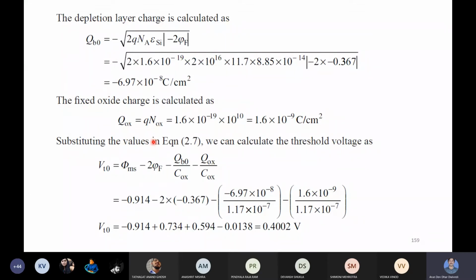Then substituting all these values in the equation, phi ms is basically the difference between the work function of the substrate and the gate. So phi ms is already calculated, minus 2 phi f, which is calculated, and QB0 and COX are also known, QOX also known. Putting in all these values and adding all these terms, the threshold voltage without any substrate bias or body bias comes around 0.4002 volt.